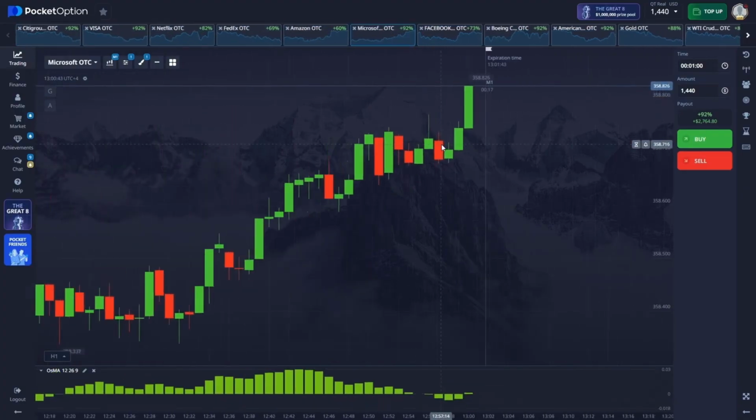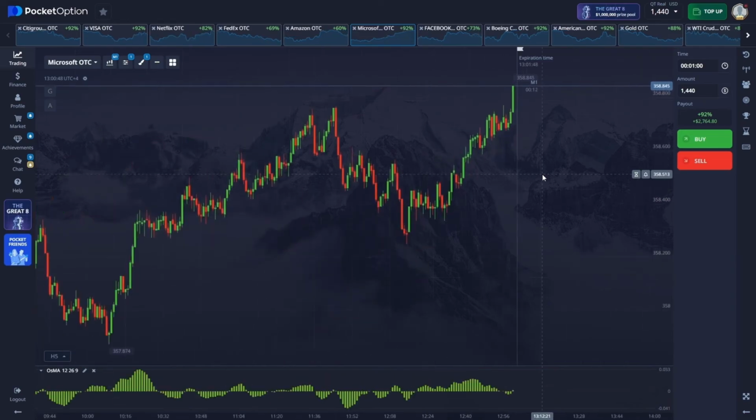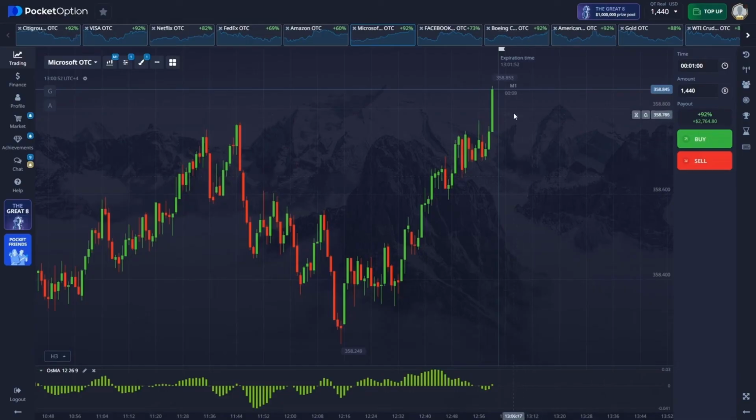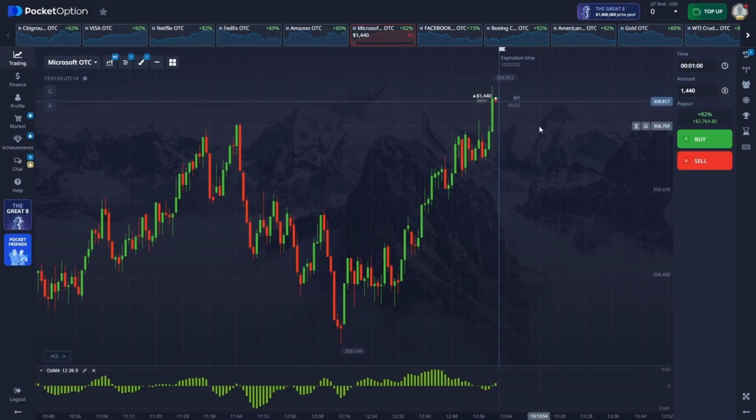On Microsoft OTC, we have a trade for the upside move. So let's wait for the candle to close. Okay, the candle closed as a green candle, so I proceeded for the upside move on Microsoft OTC for $1,440. You will see that the previous candle formed a huge green candle. I took the trade for the upside move according to the indicator, and the trade was also going in our favor, still we had 35 seconds left.